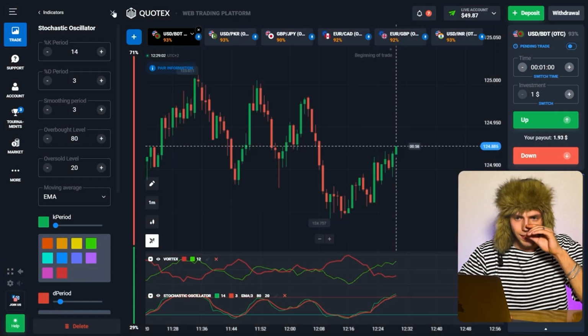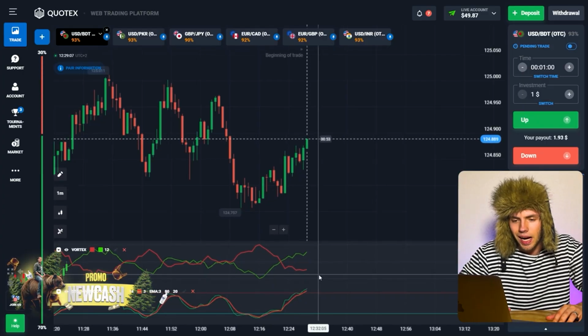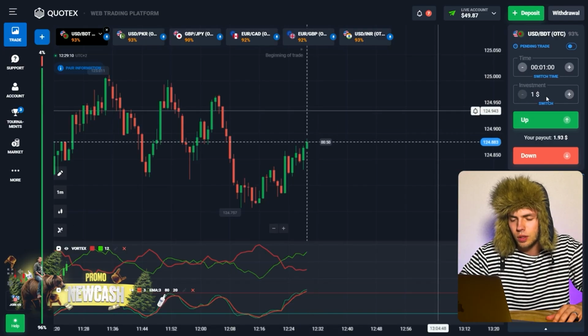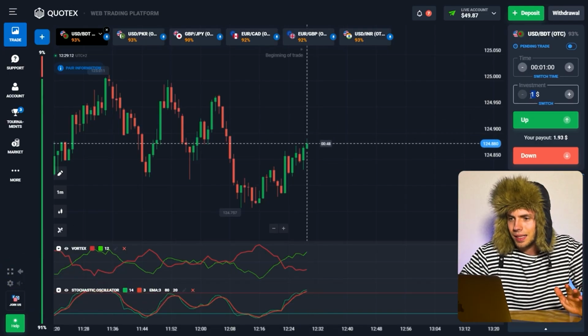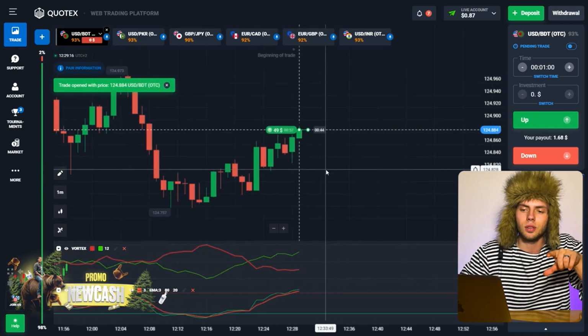I guess we are all set and we can move on to the very first trade. Here guys, what can I say? Right now we are getting close to the overbought zone, but not quite yet. Let us set the amount and open a buy trade right now. So the thing is, first of all, take a look at the graph.